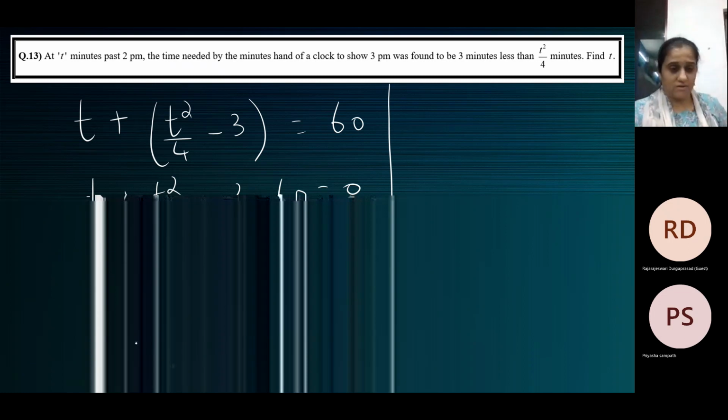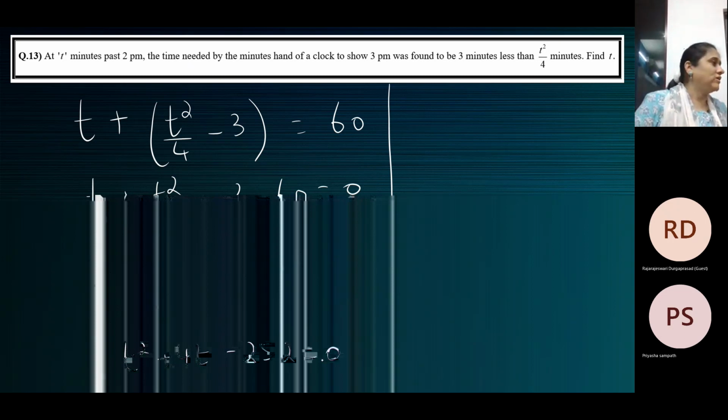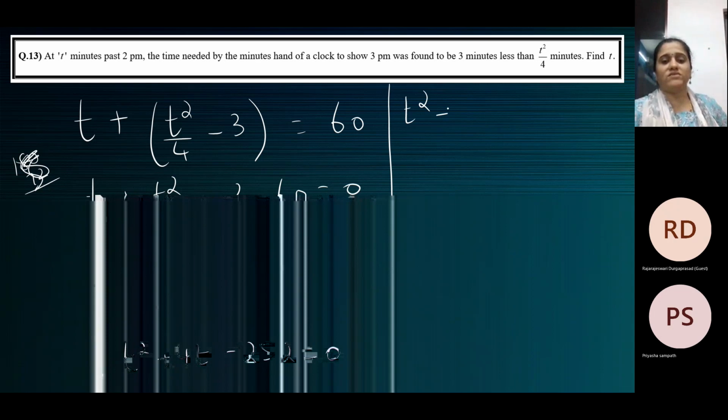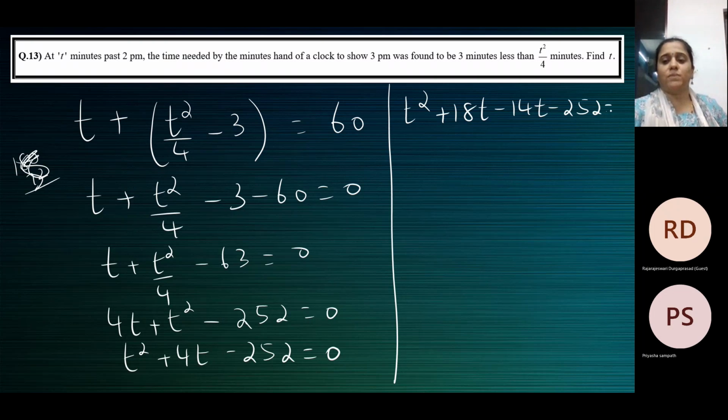Okay. So the equation is t squared plus 4t minus 252 is equal to 0. You use the quadratic formula, or you split the middle term. Yeah, tell me. Minus 14 and 18. 18 and 14, correct. So t square plus 18t minus 14t minus 252 is equal to 0.